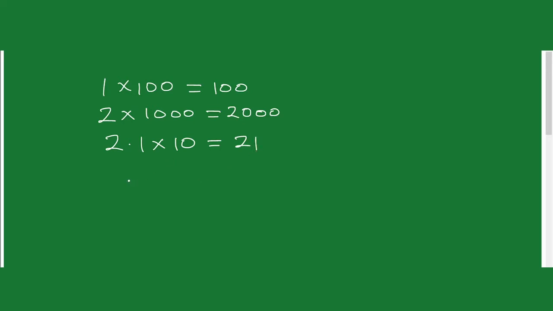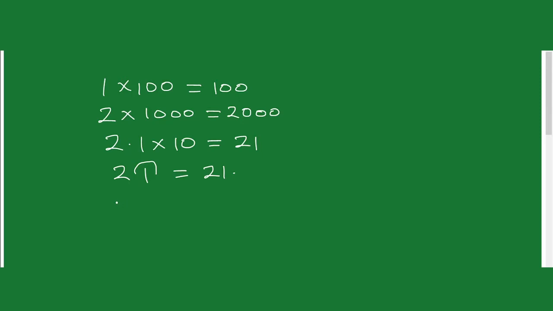So how do you do it? Write your 2.1, move this decimal point to your right once because you have a single 0. 1 0, just move it one time. Your point lands here, you will get your 21. You get it, right?